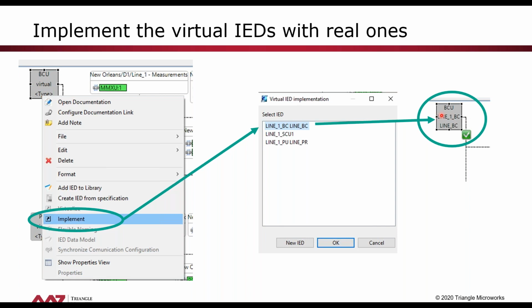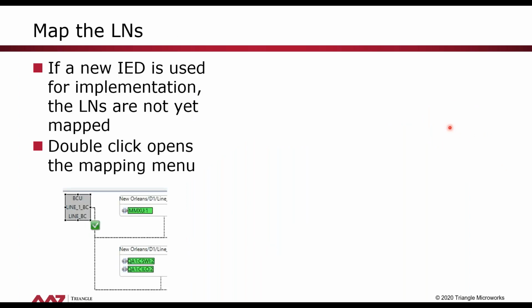Now we have here the name of the device that we have selected, and here we have the type of the ID that was in the ICD file. And we see with the symbol here that this device is now implemented. This virtual device is implemented. So that's the first step. The next step now, we need to tell which logical nodes.